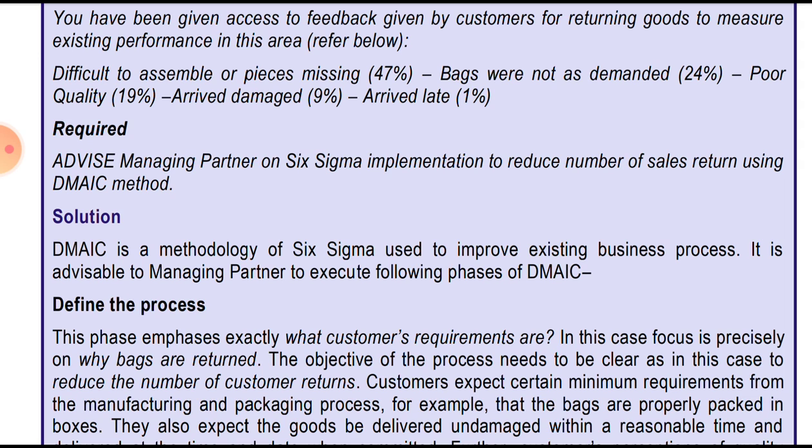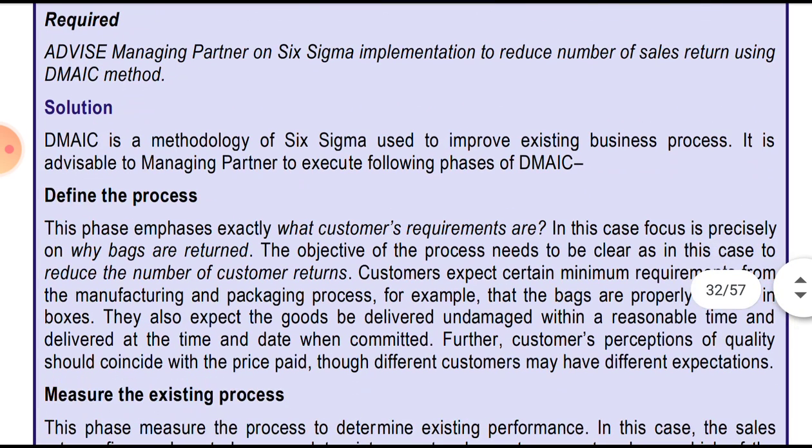It is advisable for the managing partner to execute the following phases of DMAIC. If the following phases are executed in the entire system, from manufacturing to sales return, and DMAIC has been implemented in the process, it will help to improve the existing business process. First, they have to define the problem.